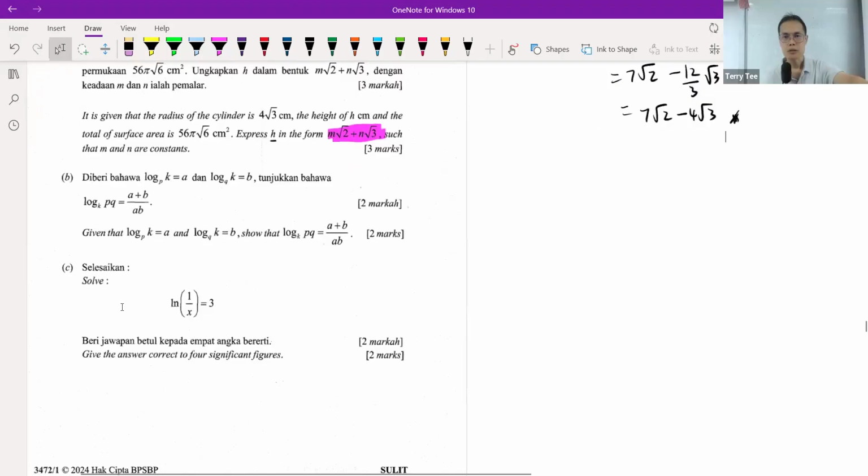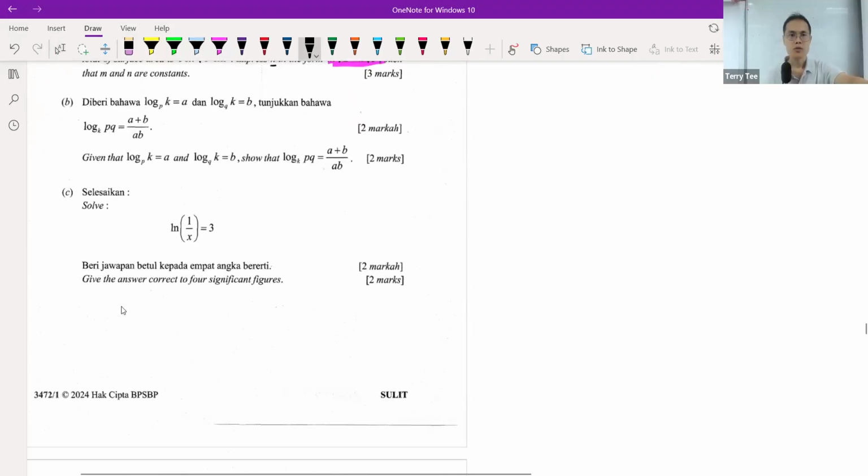All right, part B, involving logarithm. Here you're given log base p of k is a, log base q of k is b. You're supposed to show that log base k of pq equals this. We start off by breaking up log base k of pq first, because we need to change one to base p and another to base q, but we don't know yet whether to change k to q or p. So we break it up first: log base k of p, multiplication breaks up into a plus, log base k of q.